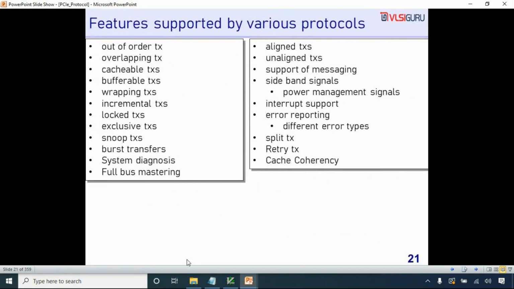Now coming back to the protocols. Okay, now we are actually moving out of PCI and coming to something else. Basically, if you talk of any protocols, let's say you talk of AXI protocol, AHB protocol, OCP protocol, anything, if you summarize all the features in any of these protocols, mostly you'll end up in these features.